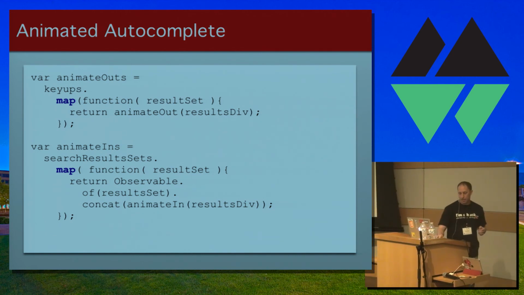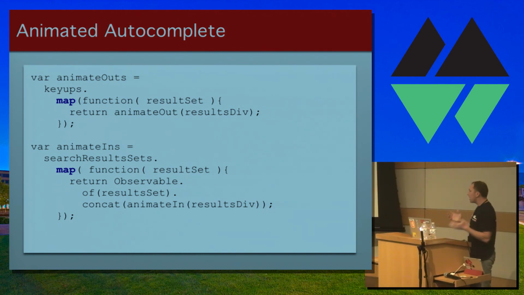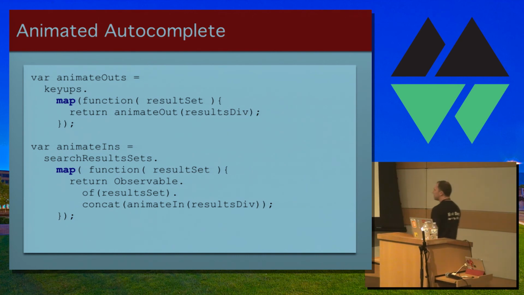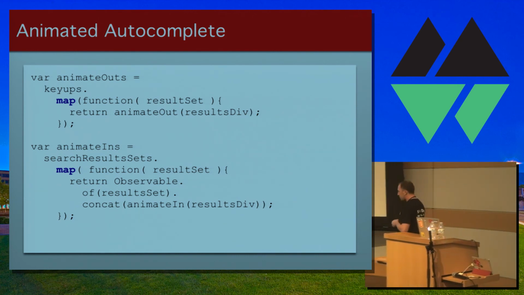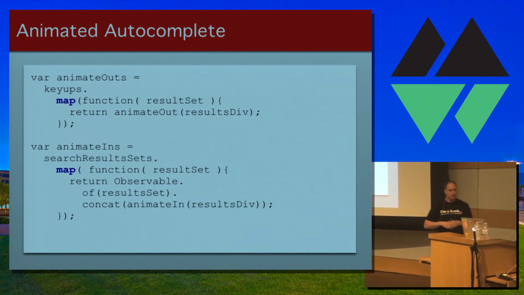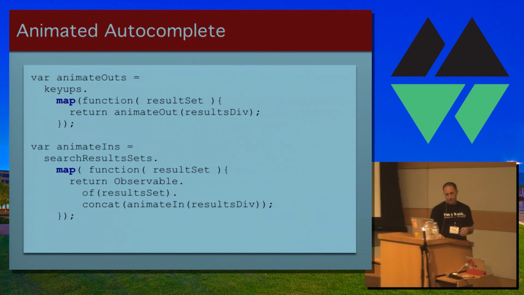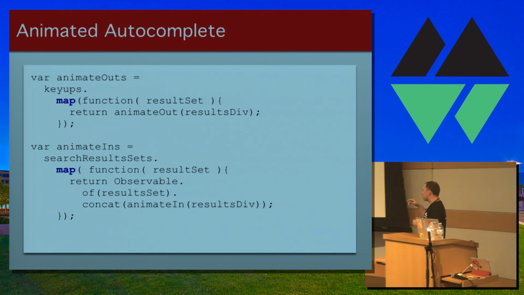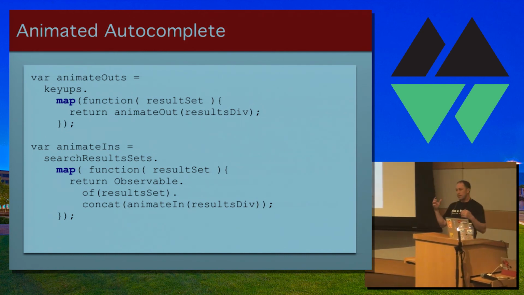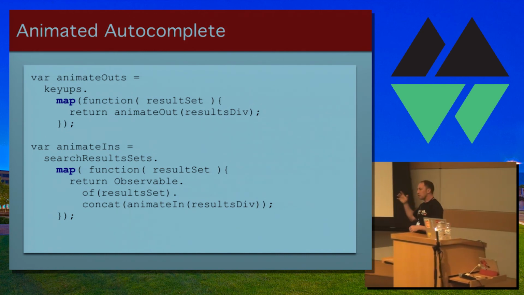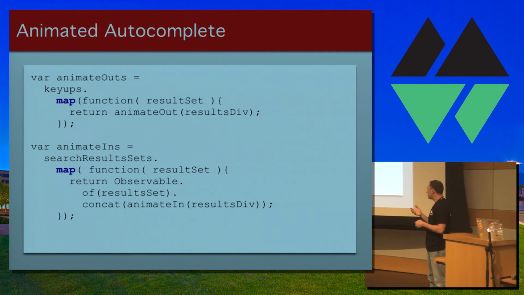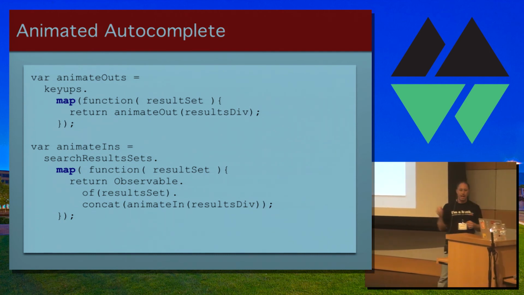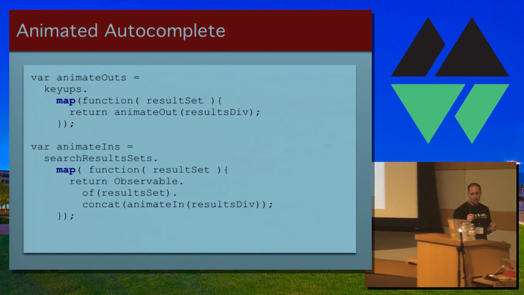And we're going to create another observable called animateIns. And that's going to take the search result sets, so those are the results from your AJAX request, and it's going to map them and do two different things. So first, it's going to create a new observable that's going to take the actual data from the search results and add it to that new observable, and it is also going to concatenate an animate in observable with that.